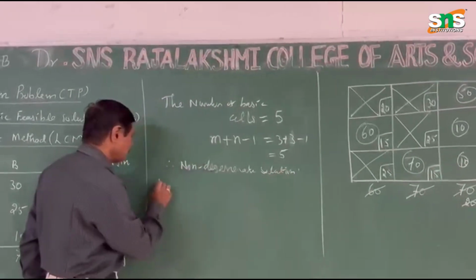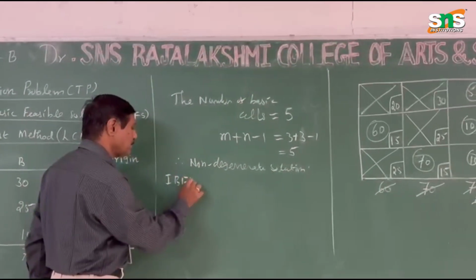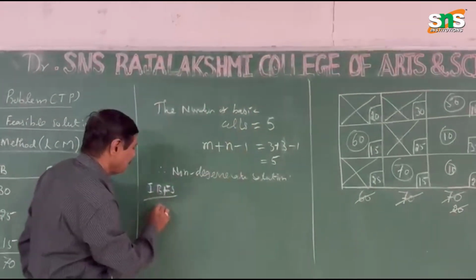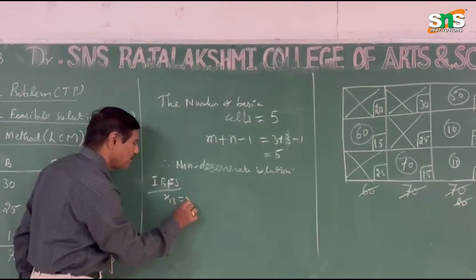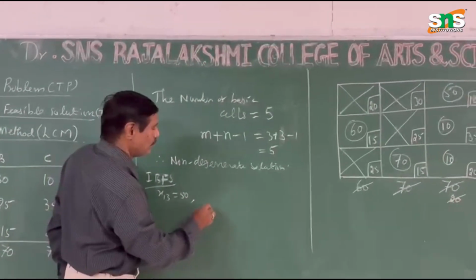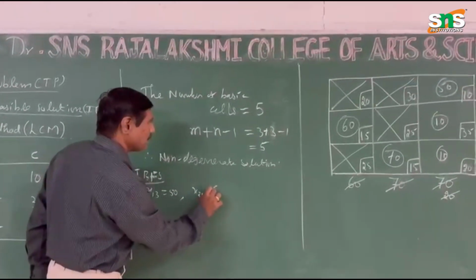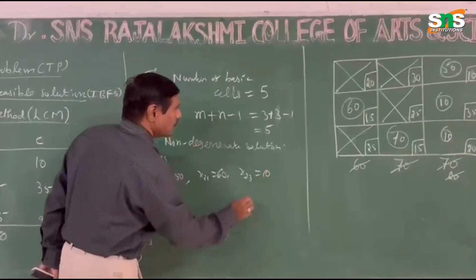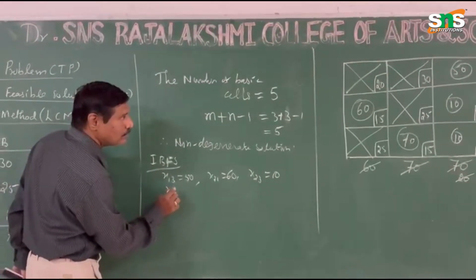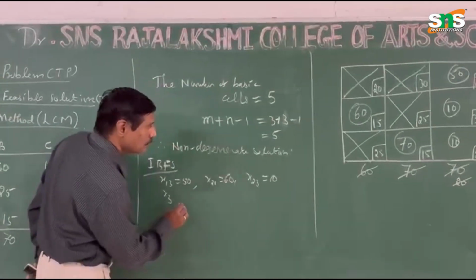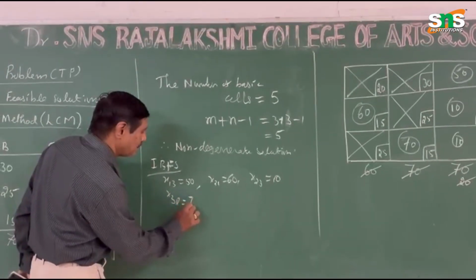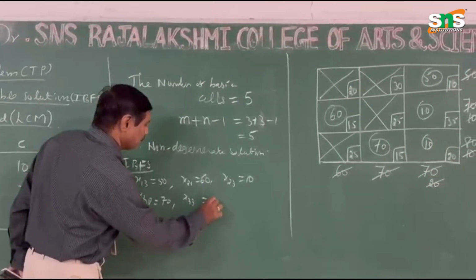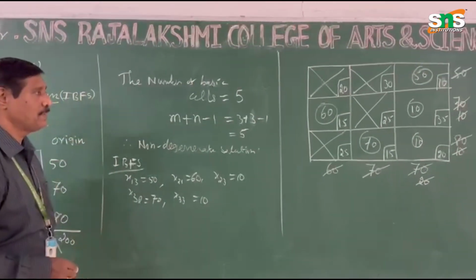Okay. Next, what is IBFS, the initial basic feasible solution? These are the occupied cells: first row, third column, which is 50. Second, the second row, first column, is 60. And second row, third column is 10. Then third row, second column is 70. And third row, third column is 10. So these are all the initial basic feasible solutions.